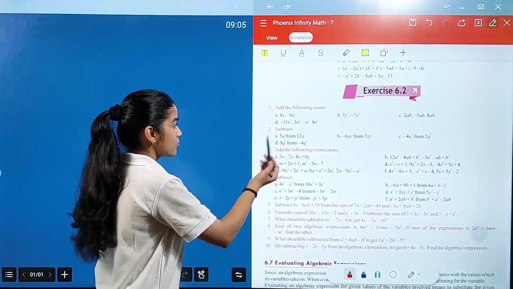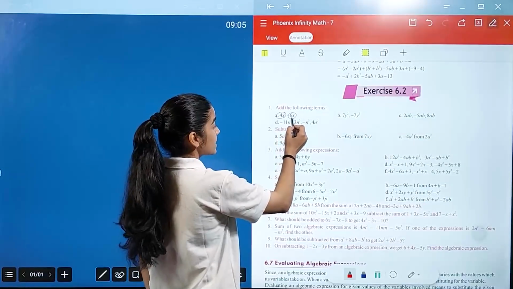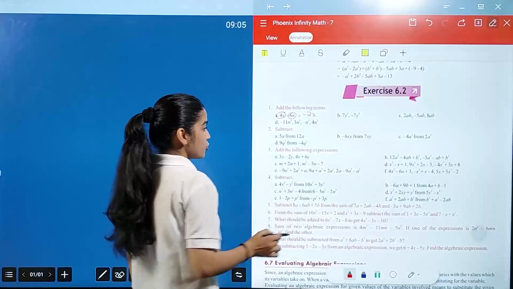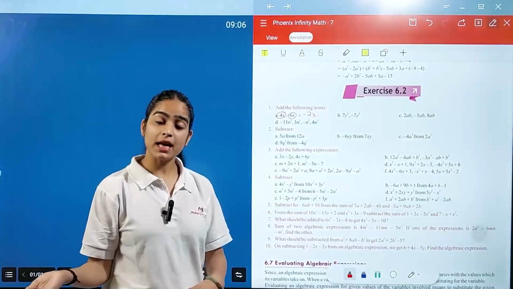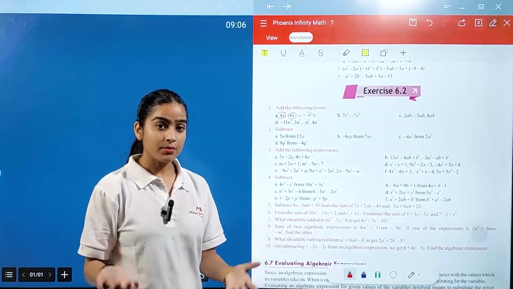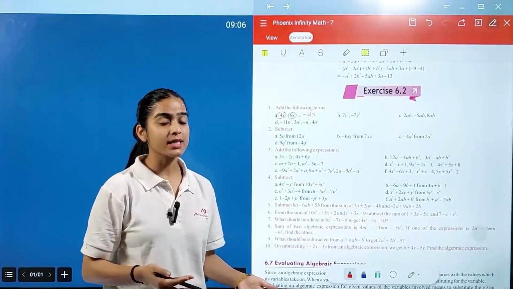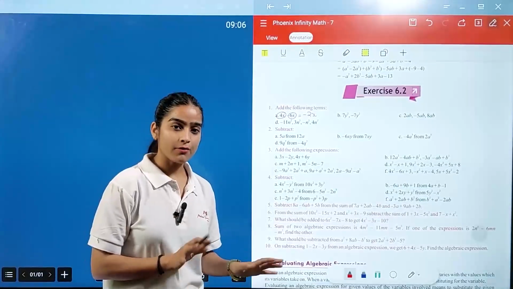Add the following. So this is very simple. 4x plus 6x, 4x minus 6x, it means minus 2x. You just have to keep in your mind that you have 6 times x and 4 times x. And if somebody asks you to subtract it, then minus 6 times you have x and plus 4 times you have x. So that way you have to solve this question.